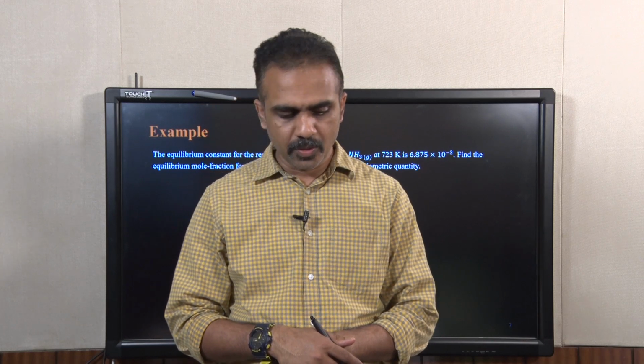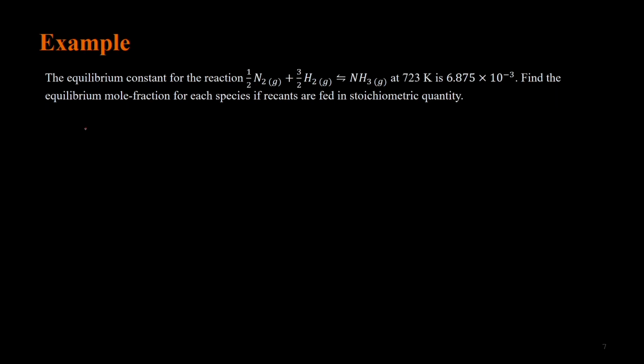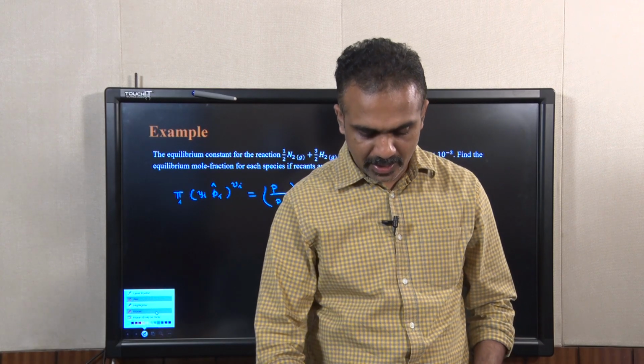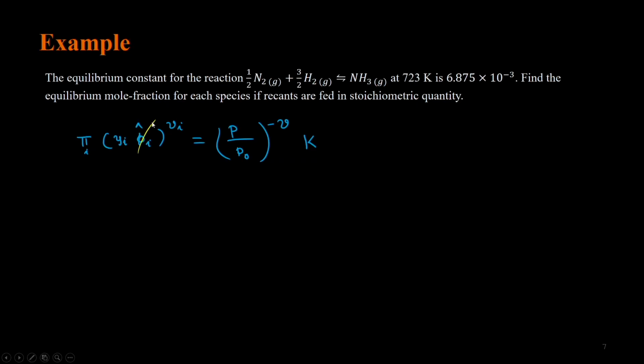Now, to solve this problem, we'll use the given information. If you recall, what we said is that the product of the terms y_i times phi_i hat to the power nu_i was (P over P naught) to the power negative nu times the equilibrium constant K. And for the special case of an ideal gas, we can neglect the fugacity coefficients as well. Once we do that, what we get is simply the product of y_i to the power nu_i is (P over P naught) to the power negative nu multiplied with K.